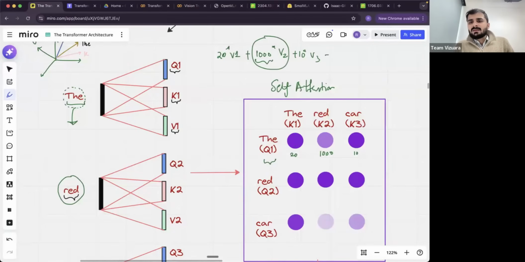And the final vector you get is the context vector for "the". Now you see what we have done here. The context vector for the token "the" is attending, or most of it, maybe 80% of it, is coming from the value vector for the token "red".